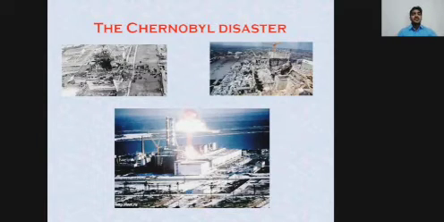Now here we can see some images about the Chernobyl disaster on April 25 and 26, 1986. It was the worst nuclear accident in history. It took place around 130 kilometers north of Kyiv, Ukraine.